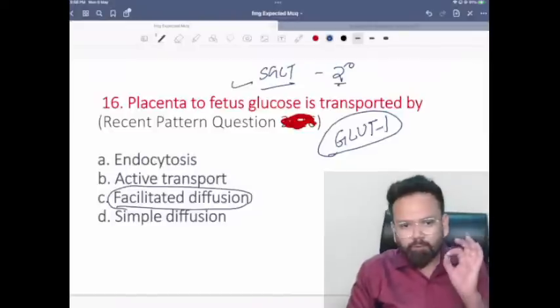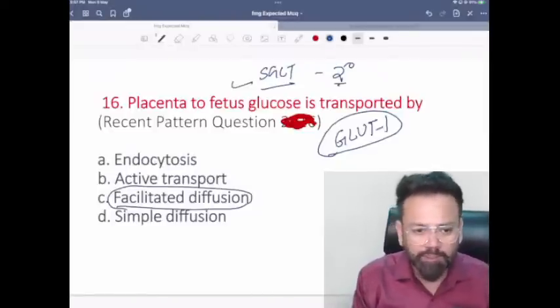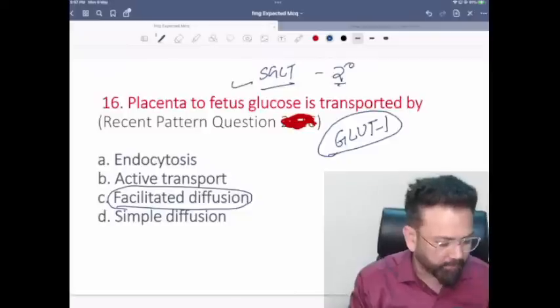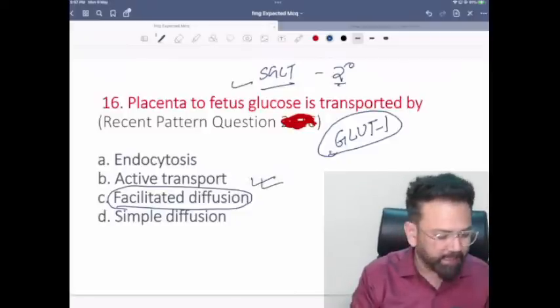Facilitated. See, one question is for sure. Either it can be on GLUT or SGLT. A question will definitely come. Okay, so GLUT is an example of facilitated diffusion.